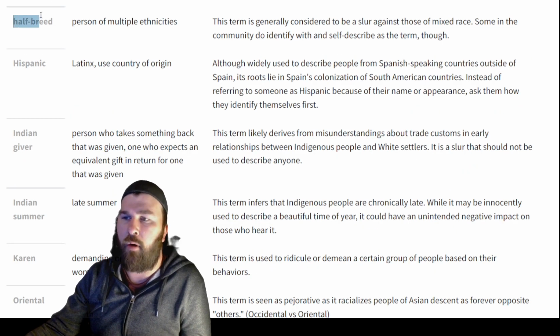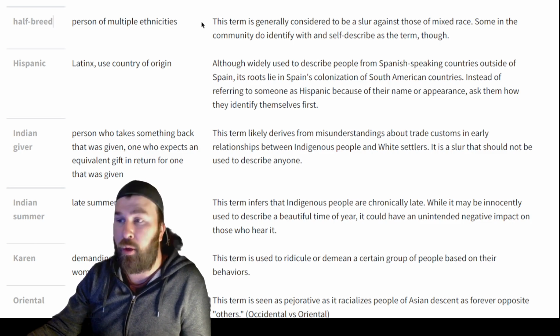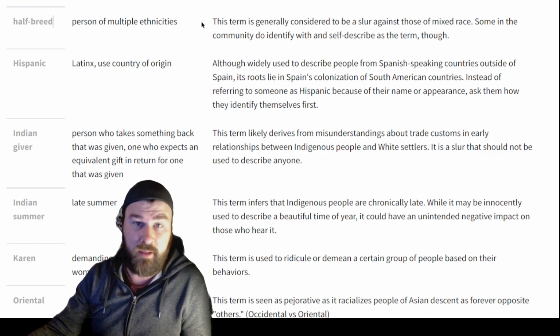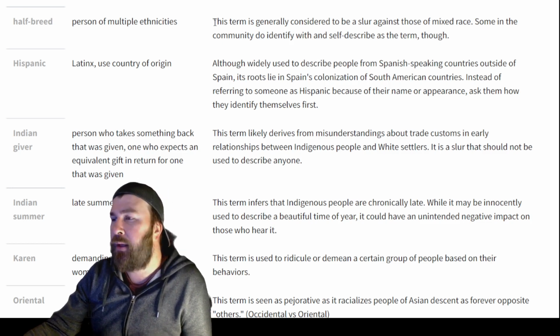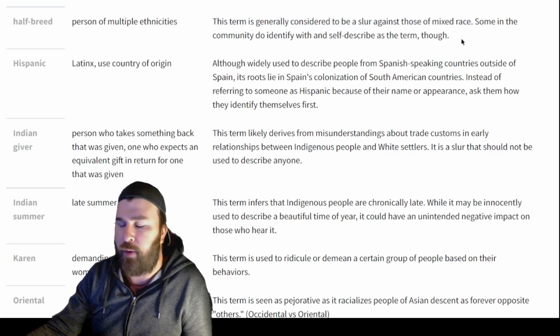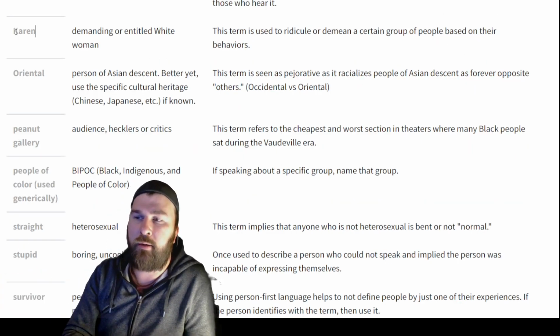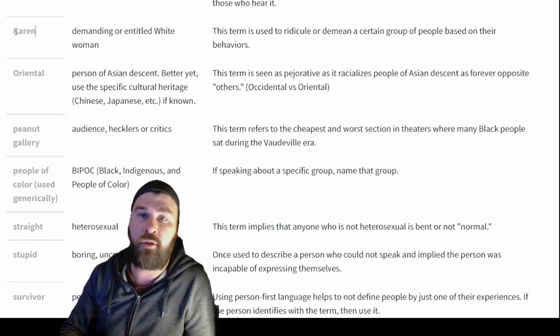Now, like I said, there are some obvious words like using half-breed, person of multiple ethnicities. Now, someone of multiple ethnicities may call themselves a half-breed, but it's not necessarily going to happen. It's a racial slur, essentially what it is, right? Okay, so we have Karen on here, and we're not allowed to say Karen anymore. We have to say demanding or entitled white woman.